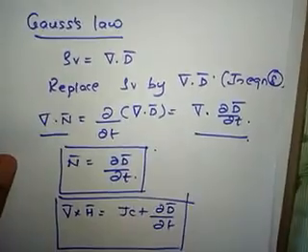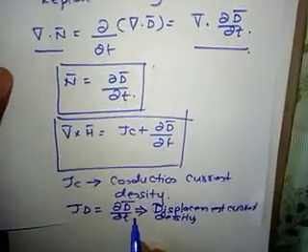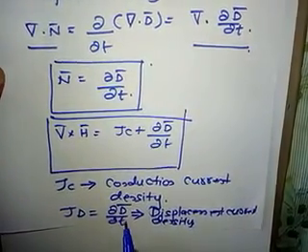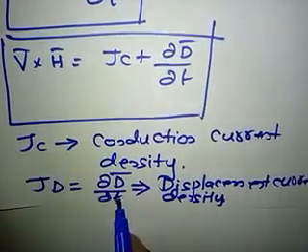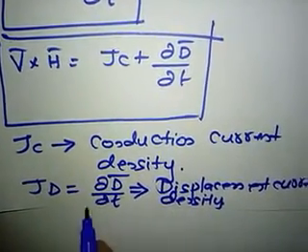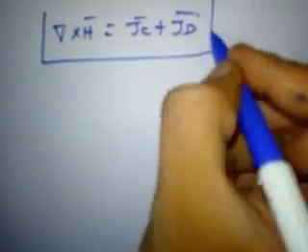So after substituting in the above equation, I can get del cross h bar. This displacement current density is again due to the movement of the charges. The electric flux density gives the displacement current density, that is dou d bar by dou t, that is JD. So finally I can write the equation as del cross h bar is equal to jc bar plus jd bar. This is our final equation.